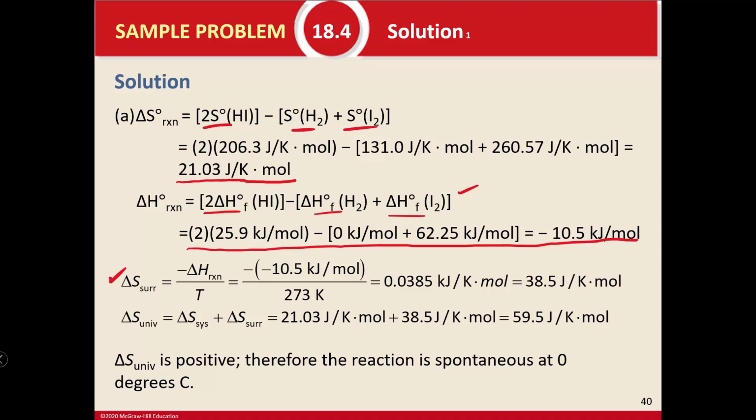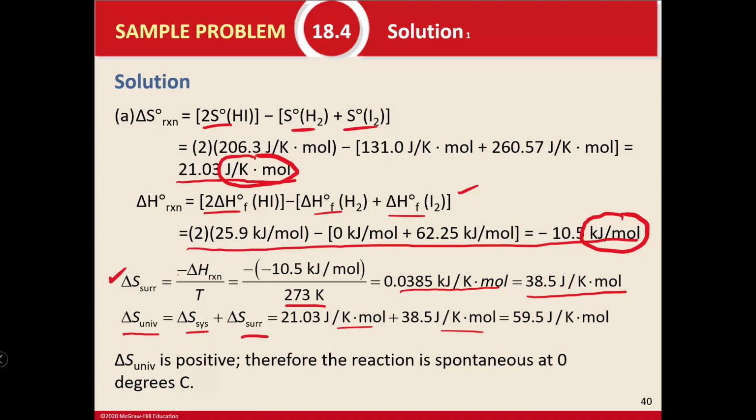Now here's where most students make a mistake. This is in kilojoules per mole. This is in joules per Kelvin mole. These have to be of the same unit before you add them together. All right, so here's what we do. We plug in the negative 10.5 kilojoules per mole, multiply that by this negative here, divide by the temperature, 273 Kelvin, 0 degrees Celsius, right? And we get this for our answer, and then we're going to convert that into joules per Kelvin mole. Why? Because to find out what the change in entropy of the universe is, we have to add the system to the surroundings.